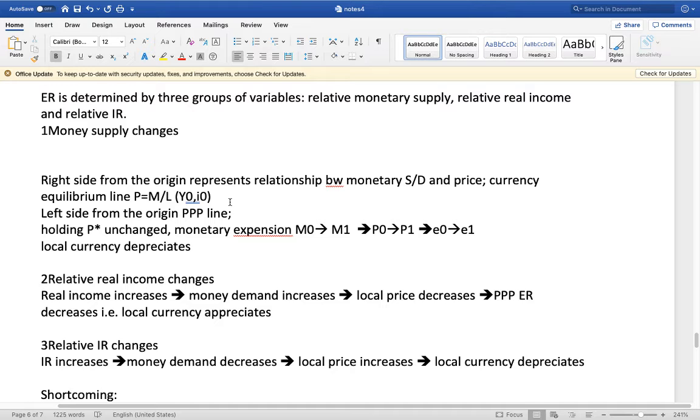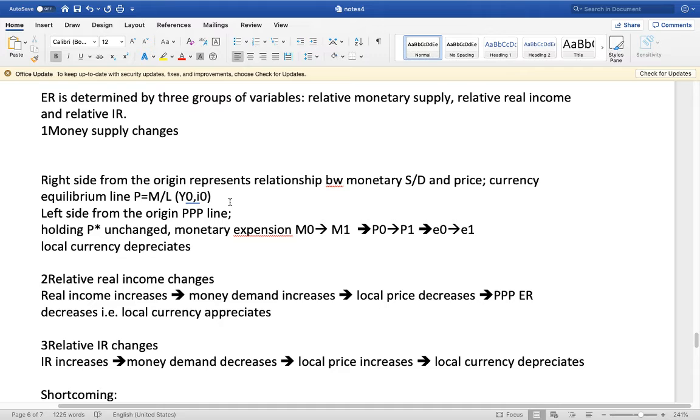The third case is the relative interest rate change. In that way, the increase of interest rate will cause monetary demand to decrease and the local price to increase and the local currency to depreciate.